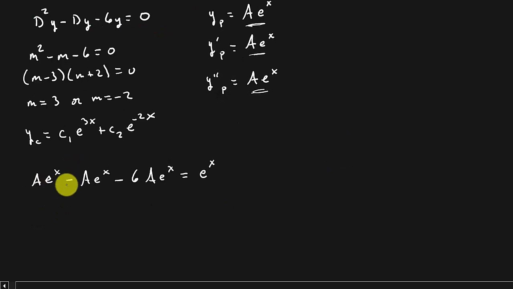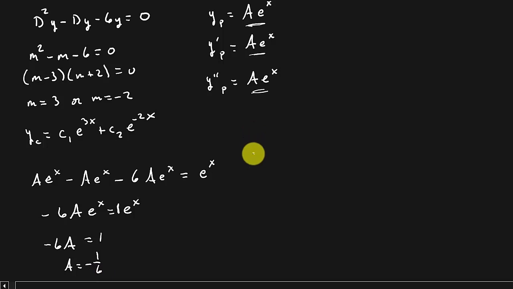And so, those go to 0, so we get -6a e to the x equals e to the x. And so for these to be equal, -6a, the coefficient of the e to the x over here, has to equal the coefficient over here, which is 1. And so we get a is -1/6.